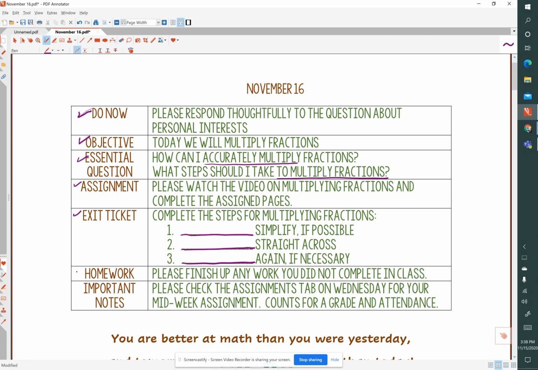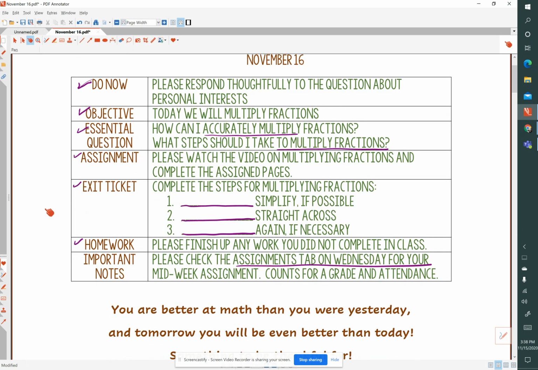So please finish up for homework anything you didn't get finished in class. And remember to check the assignments tab on Wednesdays for your midweek assignment, which counts for a grade and for attendance.